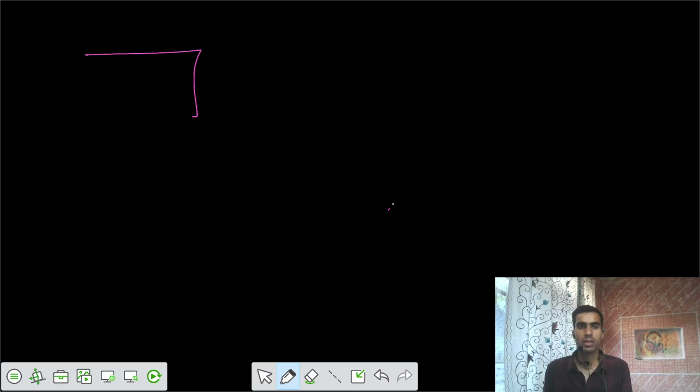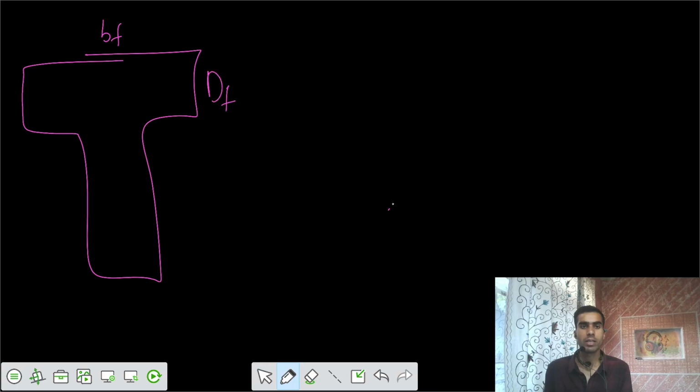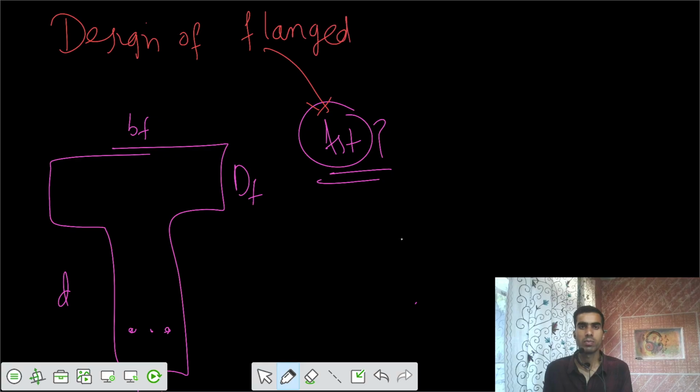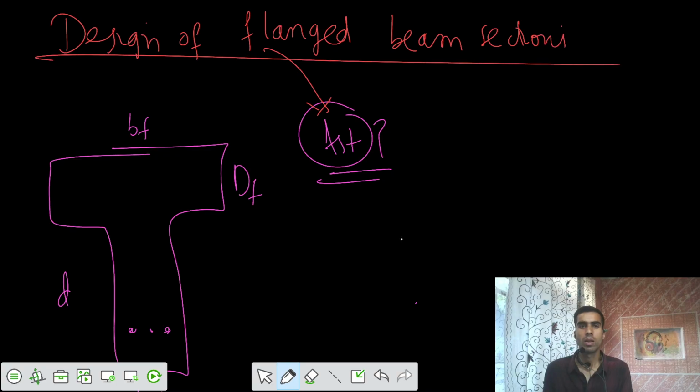So once the section is fixed, that means BF is fixed, DF is fixed, BW is fixed, and the effective depth is also fixed. So we only need to calculate AST. That is the design of flanged beams. So the design of flanged beam sections is only about the calculation of AST.